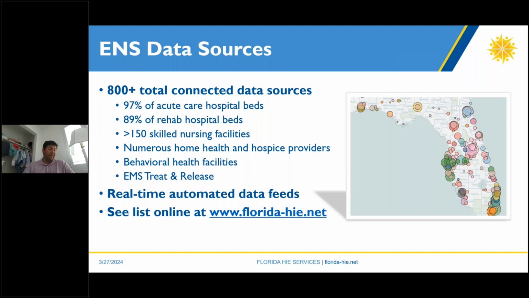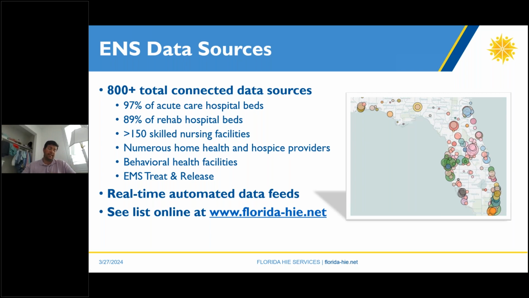We have a little bit under 200, maybe a little over 200, individual skilled nursing facilities whose data is flowing into the network. This includes organizations as large as Palm Garden and Southern Healthcare Management. All these large skilled nursing facilities are contributing data into the Florida HIE. We have home health and hospice providers as well, individual home health entities and hospital-owned home health entities, like Parish Home Health, connected.